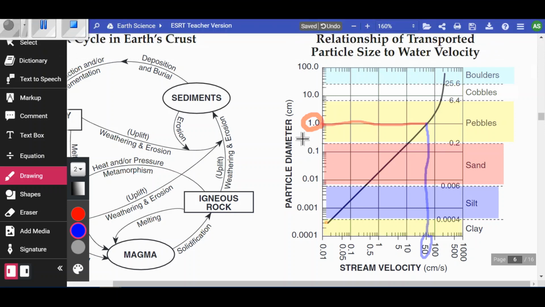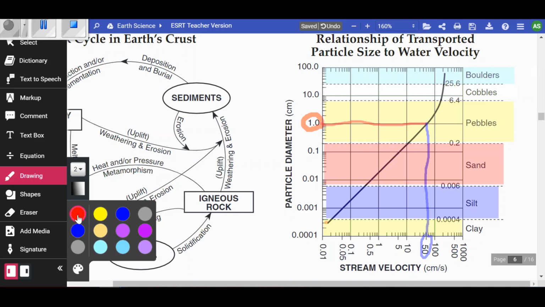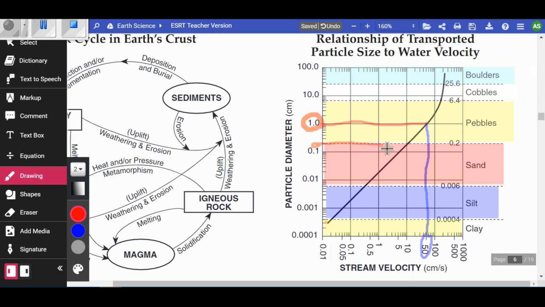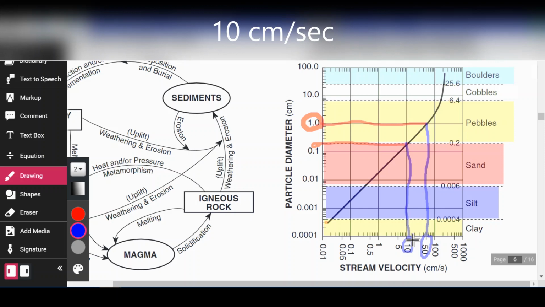How fast does a stream have to go to move pebbles? Well, this is the start of the size pebbles right here. So I would go here. To move pebbles, a stream would have to go this fast, 10 centimeters per second, to start to move any pebbles at all.